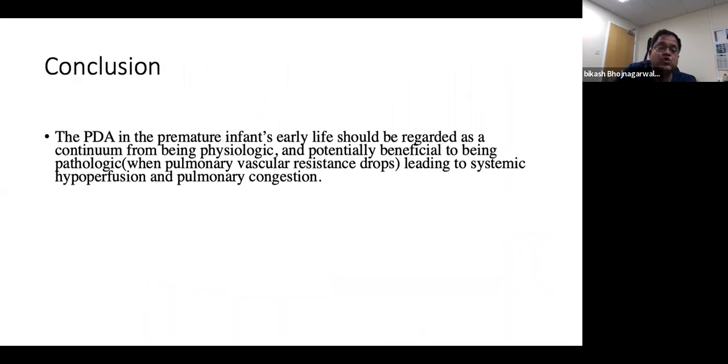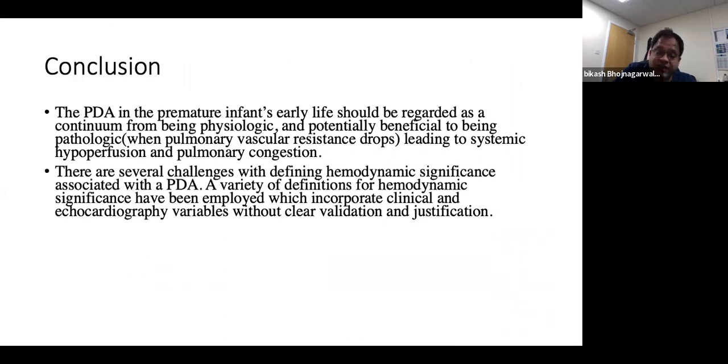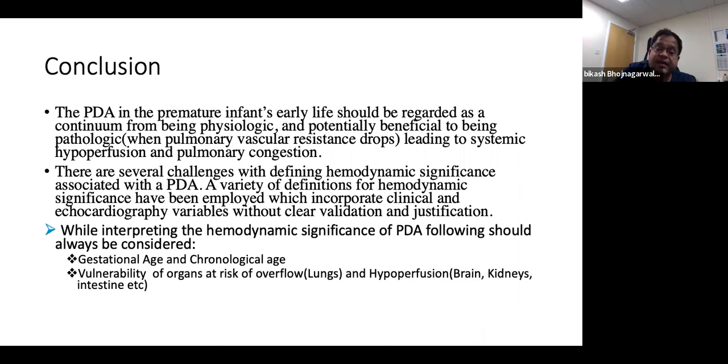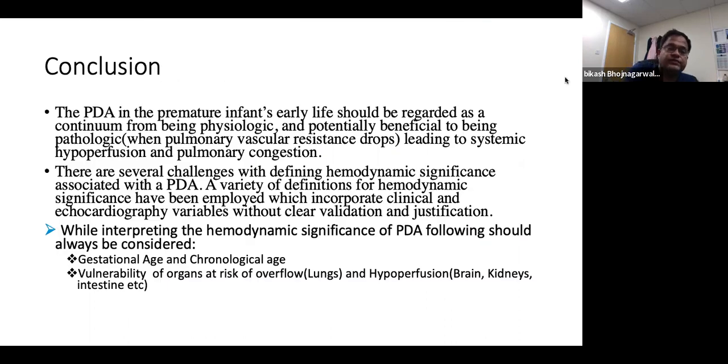So in conclusion, we know that PDA in the premature infant should be regarded as a continuum from physiological and potentially beneficial to being pathological. Not everybody needs treatment. There are several challenges in defining hemodynamic significance of the PDA. A variety of definitions have been used with no clear justification of the validations. And when interpreting significant ducts, we should always consider the gestational age as well as vulnerability of the organs. So thank you.